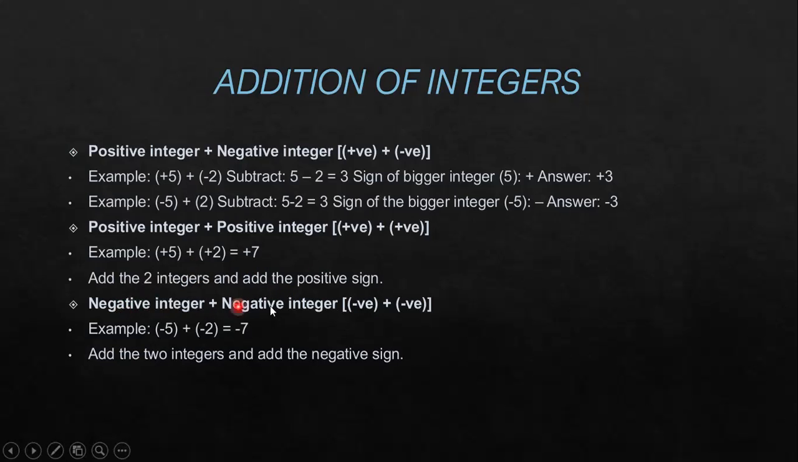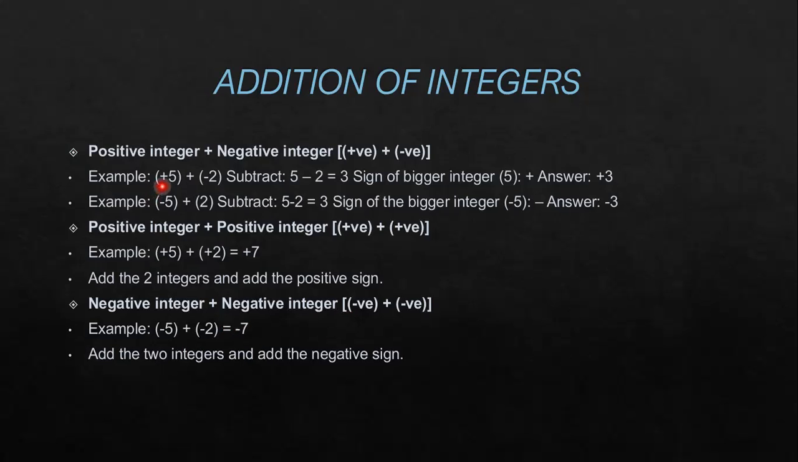Next, negative integers. When you add two negative integers, what will you get? -5 plus -2. Here both are negative, so you add the numbers and keep the negative sign. -5 plus -2 gives -7, so you have to write the minus symbol. So here you have to keep these rules in mind. If you add two positive numbers, you will get a positive answer only. If you add two negative numbers, you will get a negative answer only.